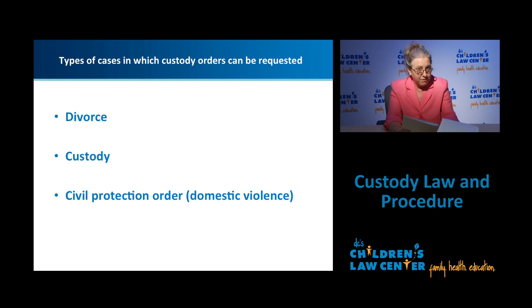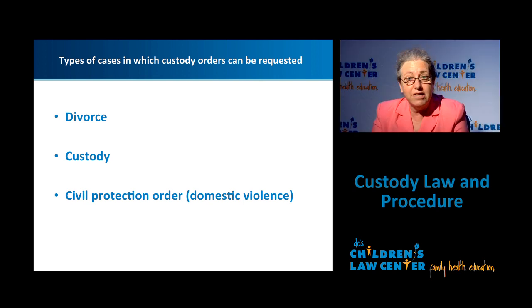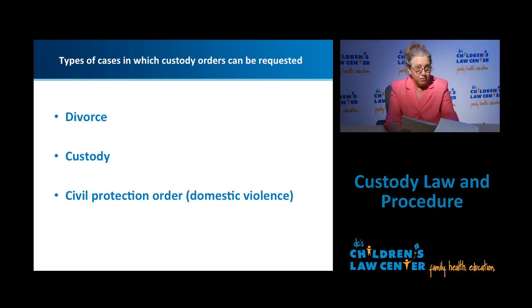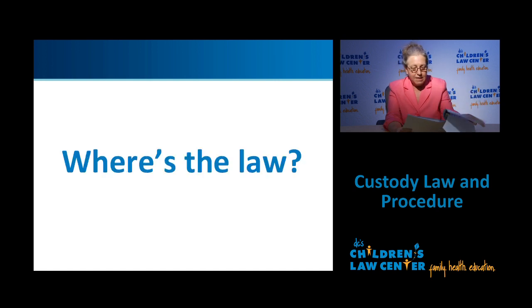There is a third kind of case in which the court can grant custody, and that is a civil protection order proceeding. The procedure in those cases is a little different, and we'll be talking about that separately. Essentially, protection order cases are domestic violence cases. They're cases in which someone is seeking a domestic violence restraining order because of violence in the home. It is possible for a court to award custody in a case like that. So those are the three kinds of cases in which you may be appointed as a guardian ad litem.